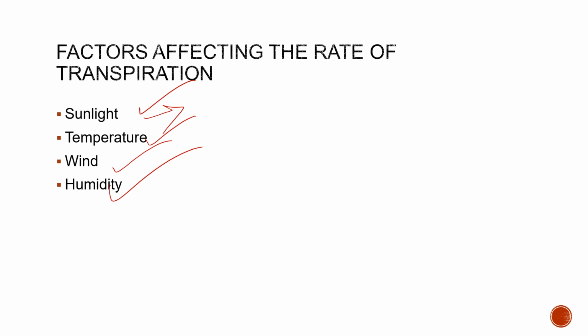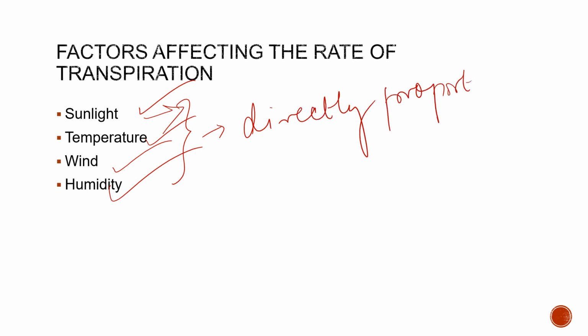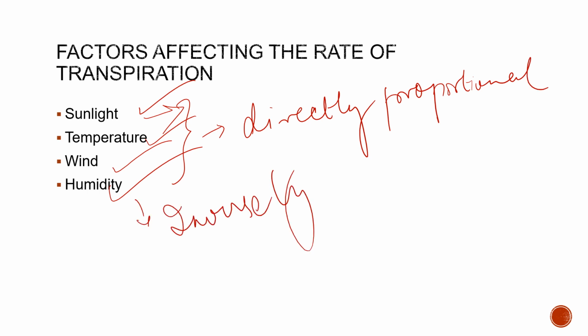So all three factors are directly proportional to transpiration, whereas humidity is inversely proportional. More the humidity, less will be the rate of transpiration, and lesser the humidity, more will be the rate of transpiration. Now we will move on and see what the importance of transpiration in a plant is.